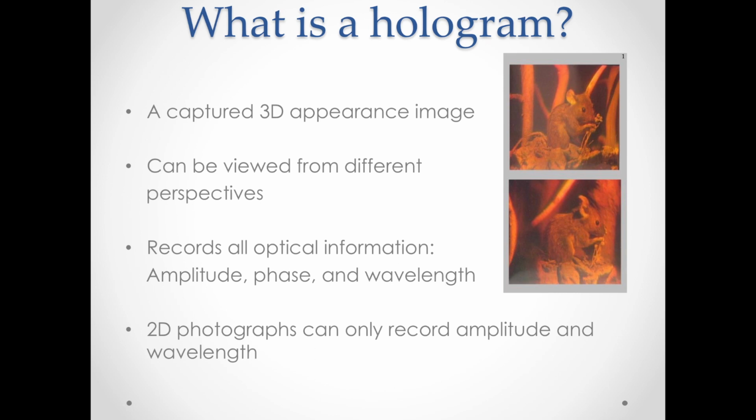So a hologram is a 3D appearance capture of an image that contains all the important information, which is wavelength, amplitude, and phase. Remember these three because I will be using them often. A normal 2D picture contains only amplitude and wavelength. So if you take it in your hand and rotate it, there is not much you can see. If you take a hologram, you can actually look at the picture or the object at different angles.